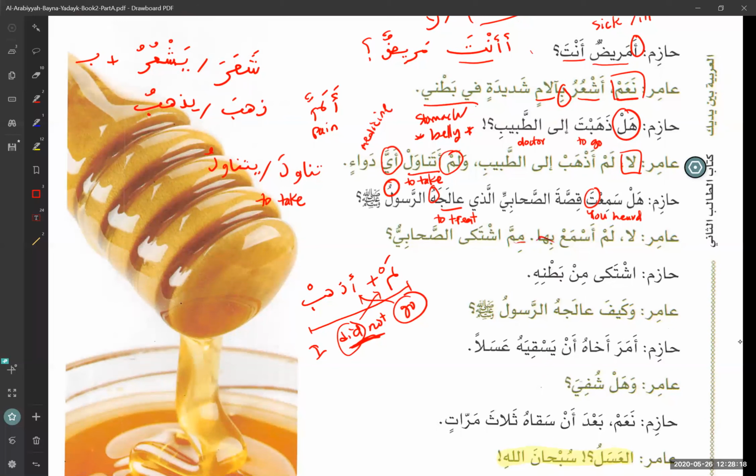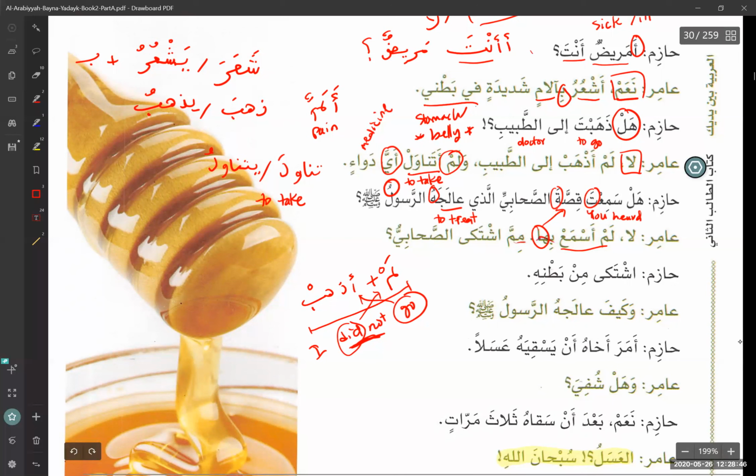Then Amir answers la, lam asma', same thing, same concept. So asma'u means I hear, lam asma' means I didn't hear. Biha, I didn't hear it. Ha, why is it ha? Ha is talking about qissa, which is ta marbuta, feminine. That's why it's ha, it's not bihi.